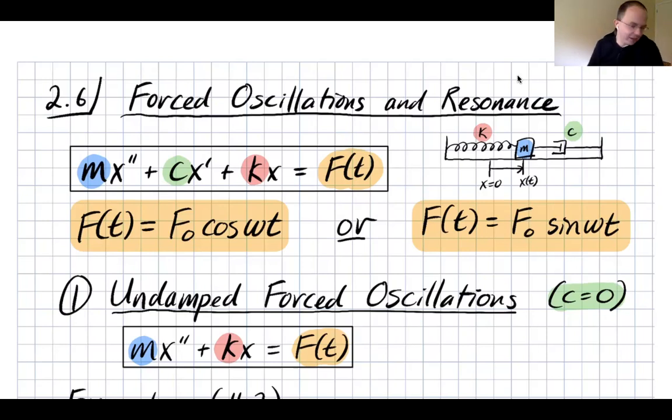Okay, so that's to motivate us in this study. We're going to be directly applying the mathematics from the previous section, section 2.5. We'll apply that and we will draw some very interesting conclusions here about the phenomenon of resonance. Okay, so let's get started.